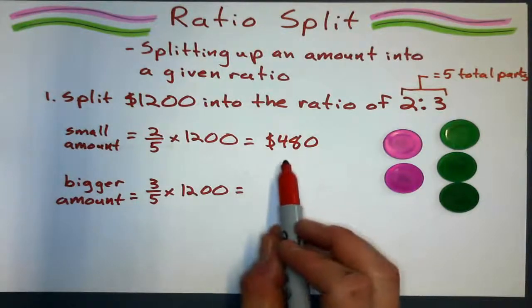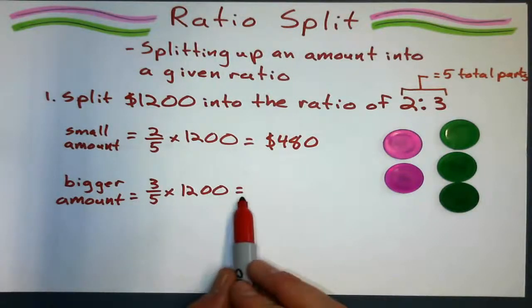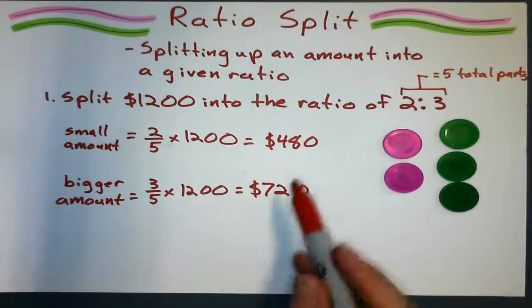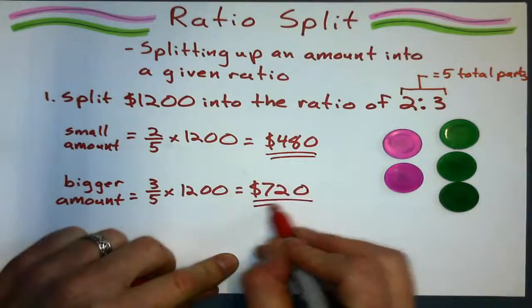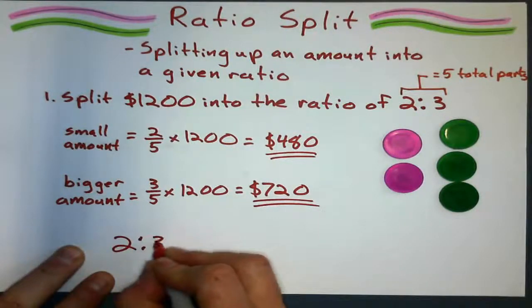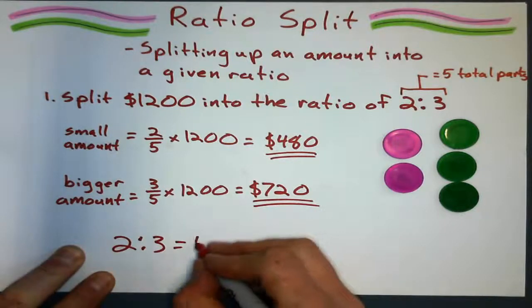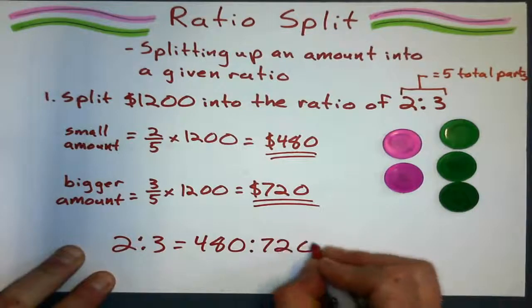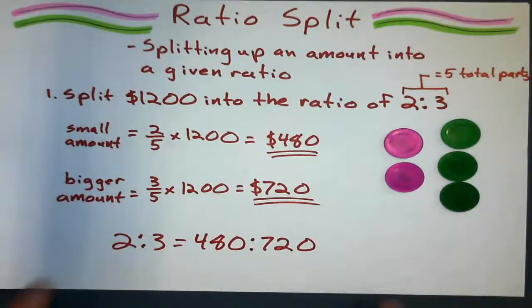So my equal ratio is 2/5 times 1,200. The lesser amount gives me $480, and the bigger amount is 3/5 times 1,200. All right, so we get 3/5 of 1,200 is 720. So that's great. There's my answer. But let's just look at what it means: the ratio of 2 to 3 is equal to the amount 480 to 720.